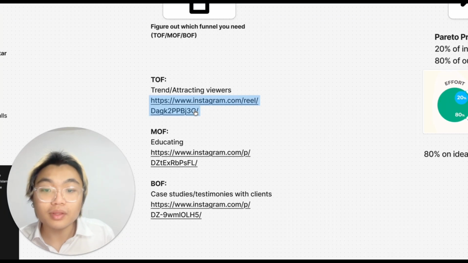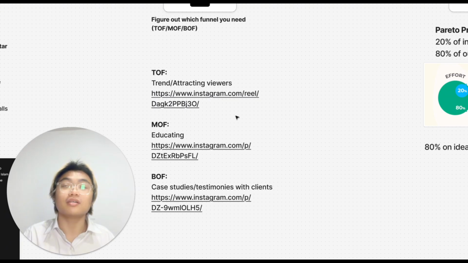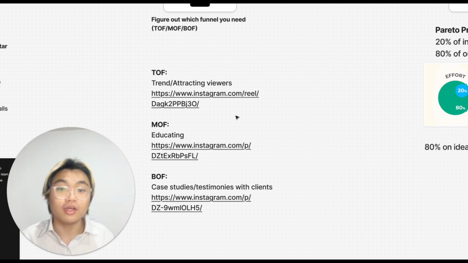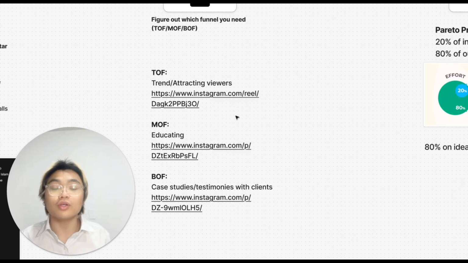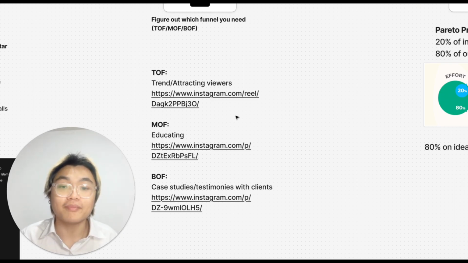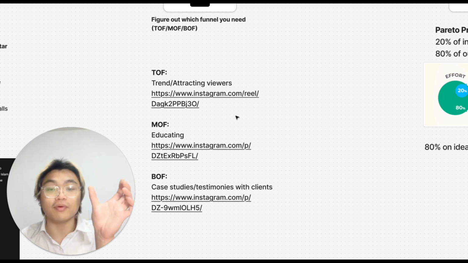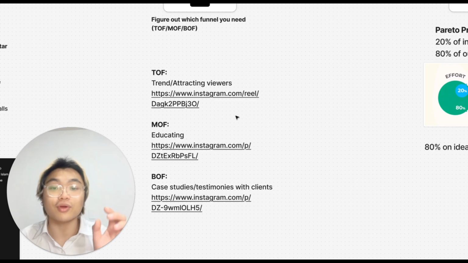And then the middle funnel is educating. Once you have these prospects from top of funnel, you can't just have them, because what you're going to end up getting is just engagement and not actual people who will buy. So you need to convert these top of funnel people into middle funnel people who are willing to buy. And you do that through educating them.